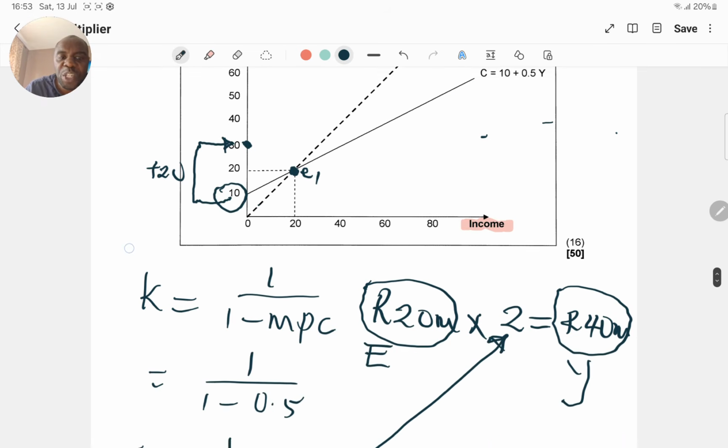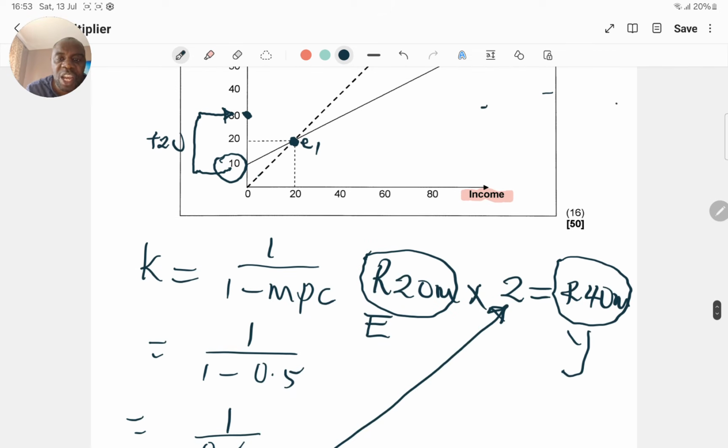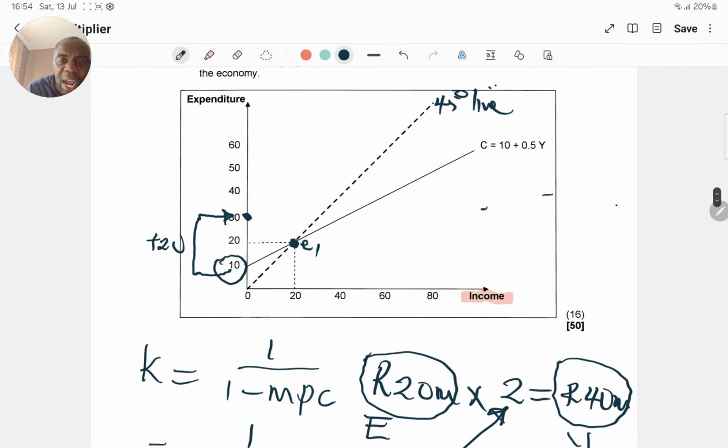Then what do we do next? We know that if our investment increases by 20 million, we are going to generate an extra 40 million. Where am I getting the 40 from? We have already done the calculation here. 20 times 2, 2 being the size of our multiplier, gives 40. Then you go to your diagram on the income axis, which happens to be the x-axis. Before this investment was introduced, how much was our income? Our income was at 20. We were not at 0. We were at 20. So you go to your 20.